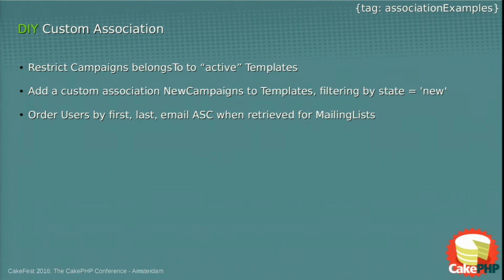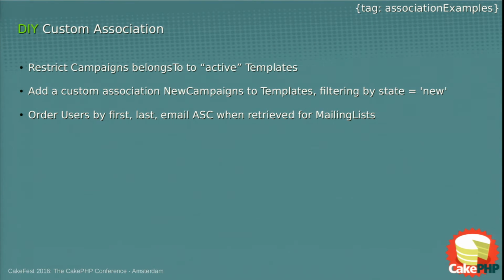There are 3 examples. Let's pick one of them. I'll give you 1 minute and then I'll start writing as well. So for example, we are going to pick the second one. Let's say we're going to add a custom association, new campaigns, to the templates table, and we want to retrieve only the new campaigns.